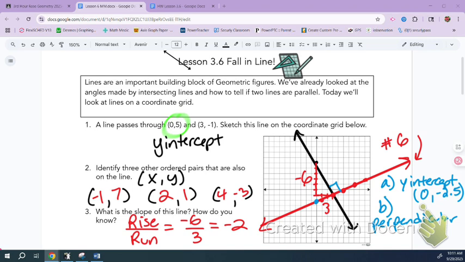Now in number 7, you need to write and sketch the equation of a line that is parallel to this red line. So turn and talk to your group. What would a parallel line look like? Again, you're going to make it parallel to the red one on the screen.